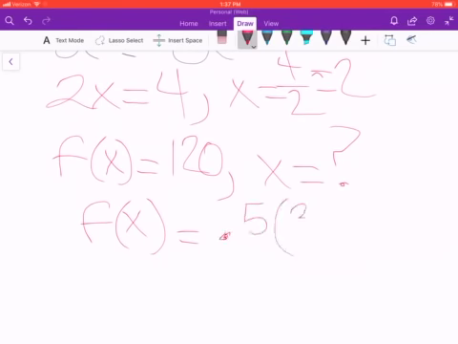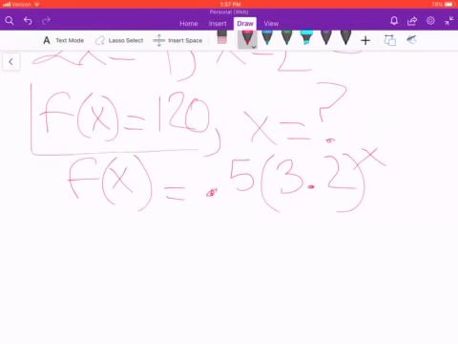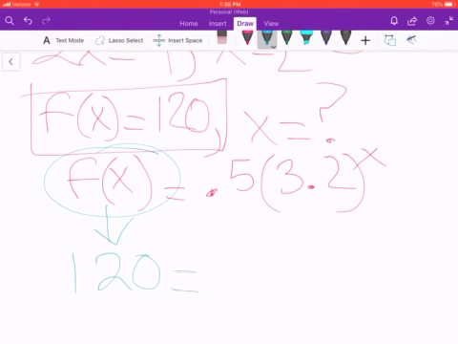Here I'm just writing some random numbers. So make sure you use that. And for example, here, if I'm saying f of x is equal to 120, then you will substitute here f of x with 120. Then from here, you need to solve for x.